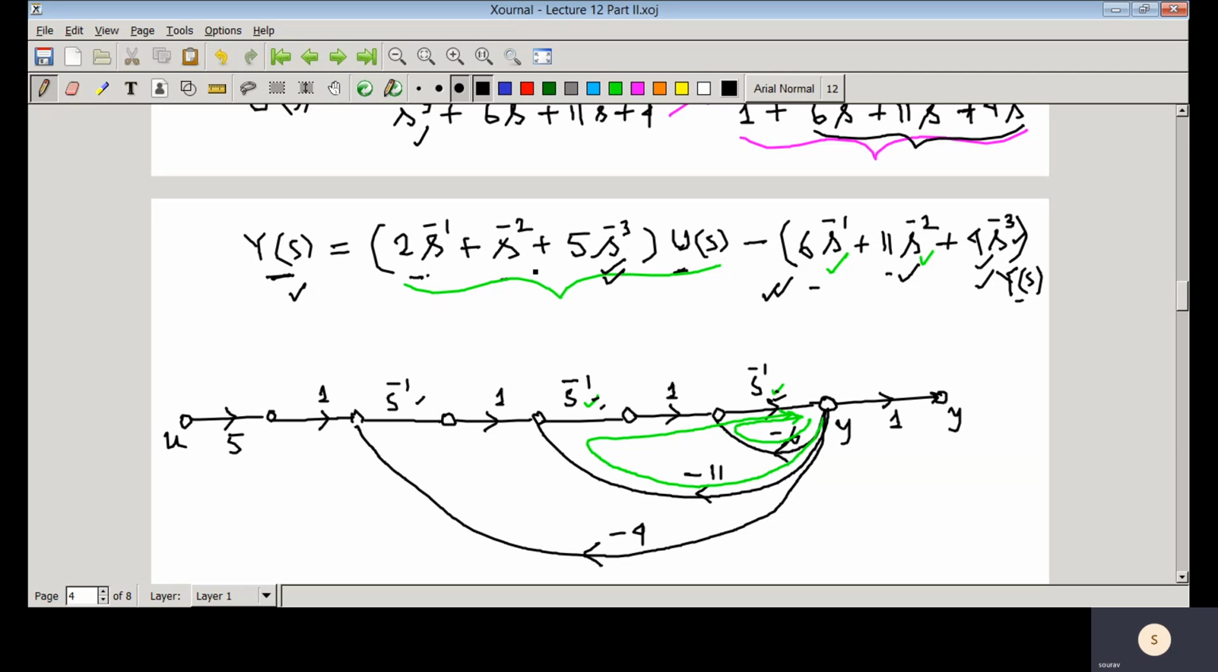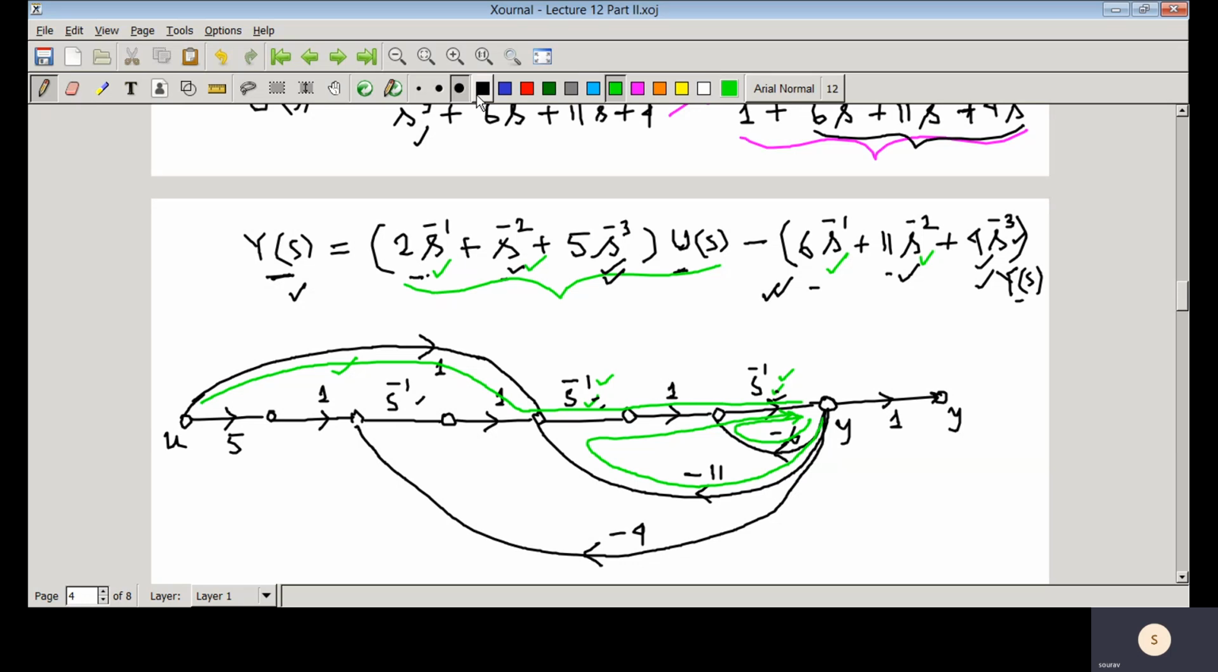Then what about the second term? For the second term, you can see here s to the power minus 2. So that means if I make a loop here, if I draw a branch here with gain 1, then you can see that u is coming here, and then it is passing like this. So it is taking s to the power minus 1 into s to the power minus 1, that is s to the power minus 2 into u. And what about this term?